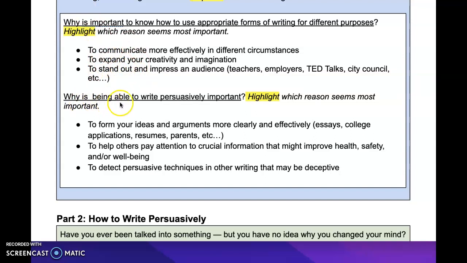Next, why is being able to write persuasively important? And now you're going to highlight which of these 3 reasons you think matters the most. First, to form your ideas and arguments more clearly and effectively, such as essays, college applications, resumes, parents, etc. Next, to help others pay attention to crucial information that might improve health, safety, and/or well-being. Or third, to detect persuasive techniques in other writing that may be deceptive. So go ahead and highlight which one of these you think matters the most.